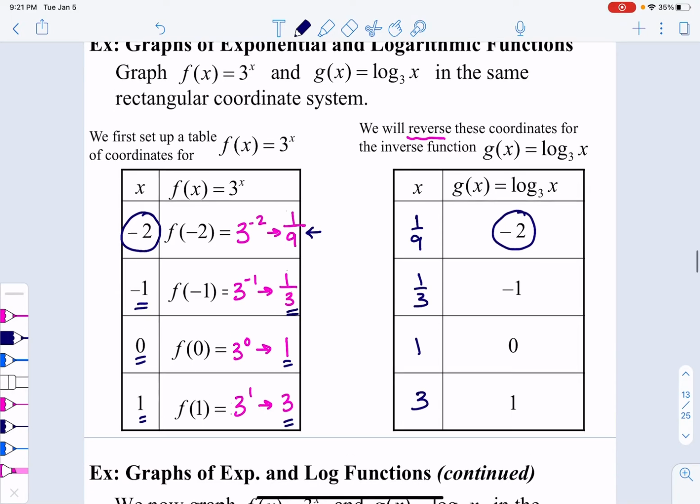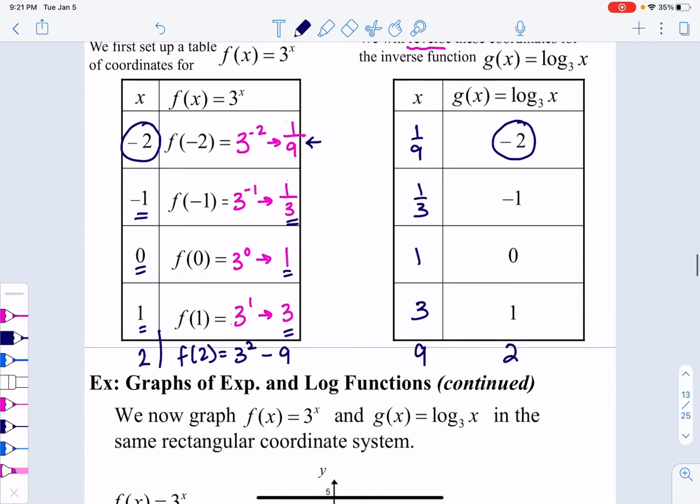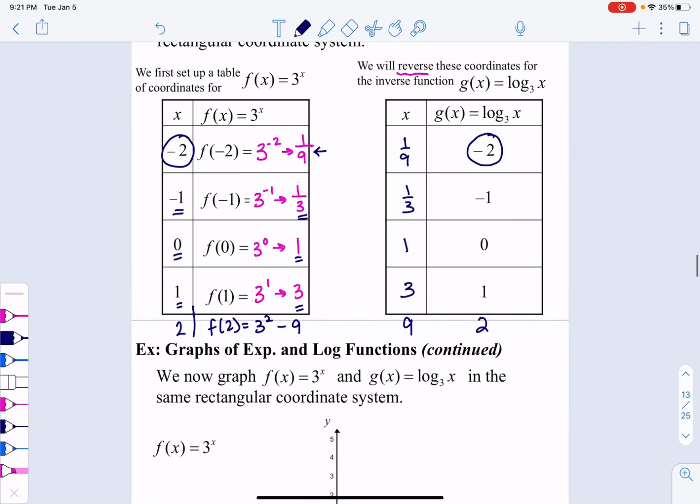We could have continued this a little bit more. Sometimes it's nice to have just one more value on this table. If we were to plug in 2, the value of the function at 2 would be 3 to the 2nd power, which is 9, which means we could also have this other ordered pair, a 9 and a 2. Again, all you're doing is taking that exponential, figuring out what your x values and y values are, and then reversing them for your logarithmic function.